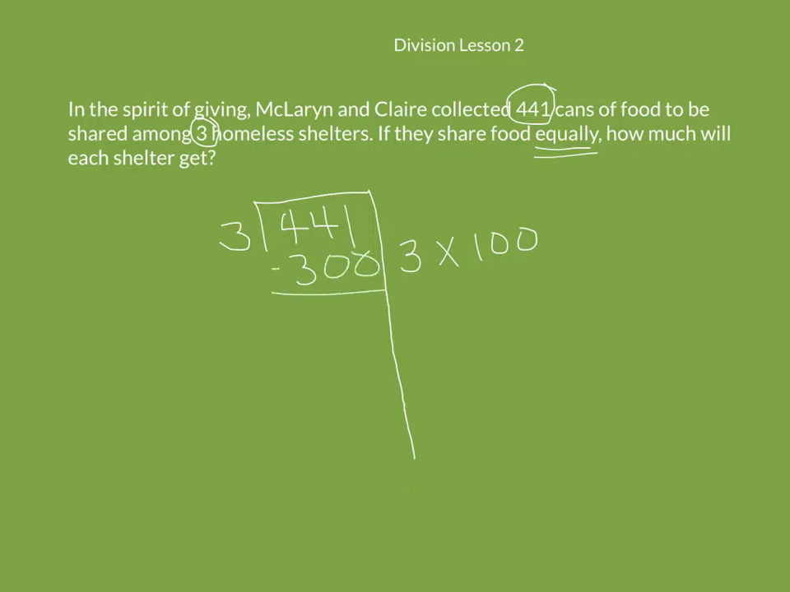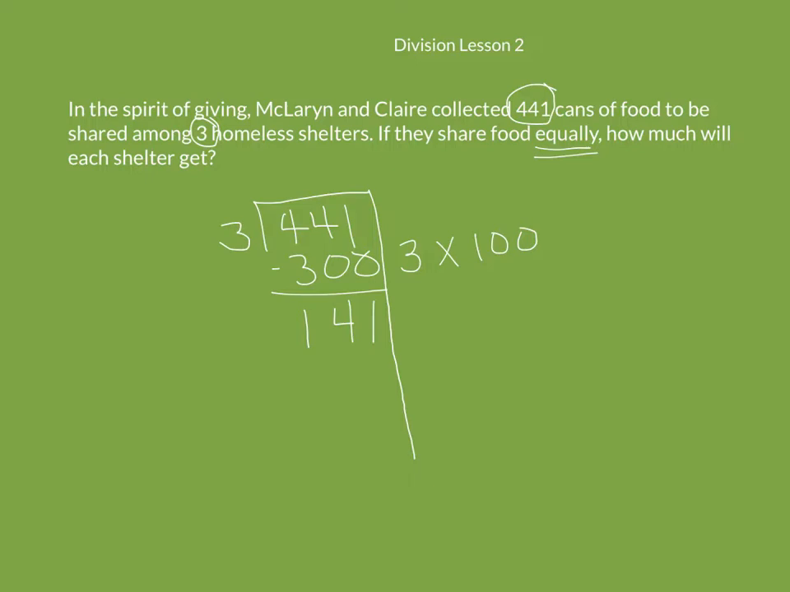So that 300 means that McLaren and Claire have taken out 300 cans of food, and they've given 100 cans to each shelter group. And that took up 300 cans of food. It has been split into equal groups, so we're going to get rid of it. So we'll subtract that. 1 minus 0 is 1. 4 minus 0 is 4. And 400s minus 300s is 100. Okay, so now I've got 141.